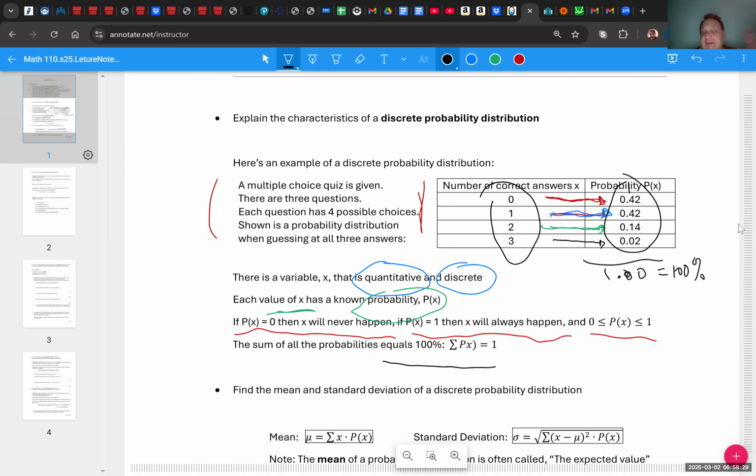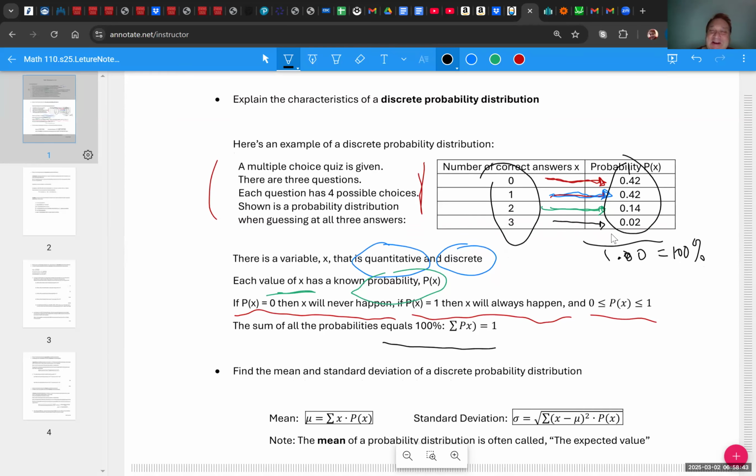Lots of words and stuff like that. So as I've pitched before, try to organize stuff, try to have a little glossary in your notes, so you can look up what does discrete mean, what does quantitative mean, that kind of stuff. Otherwise, it gets harder to understand what's going on.